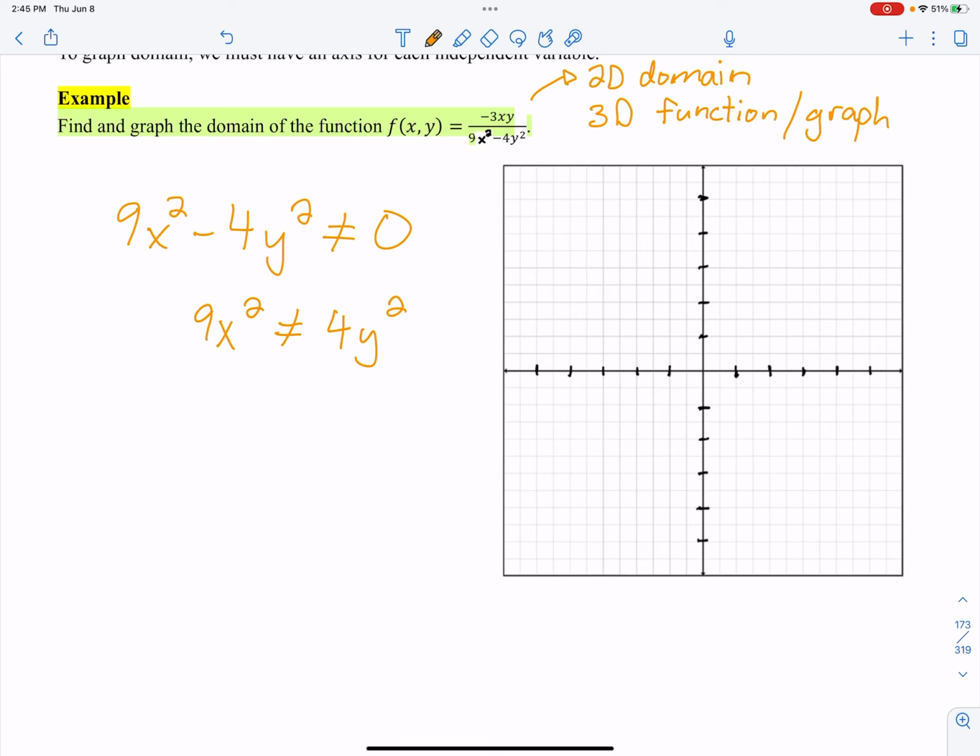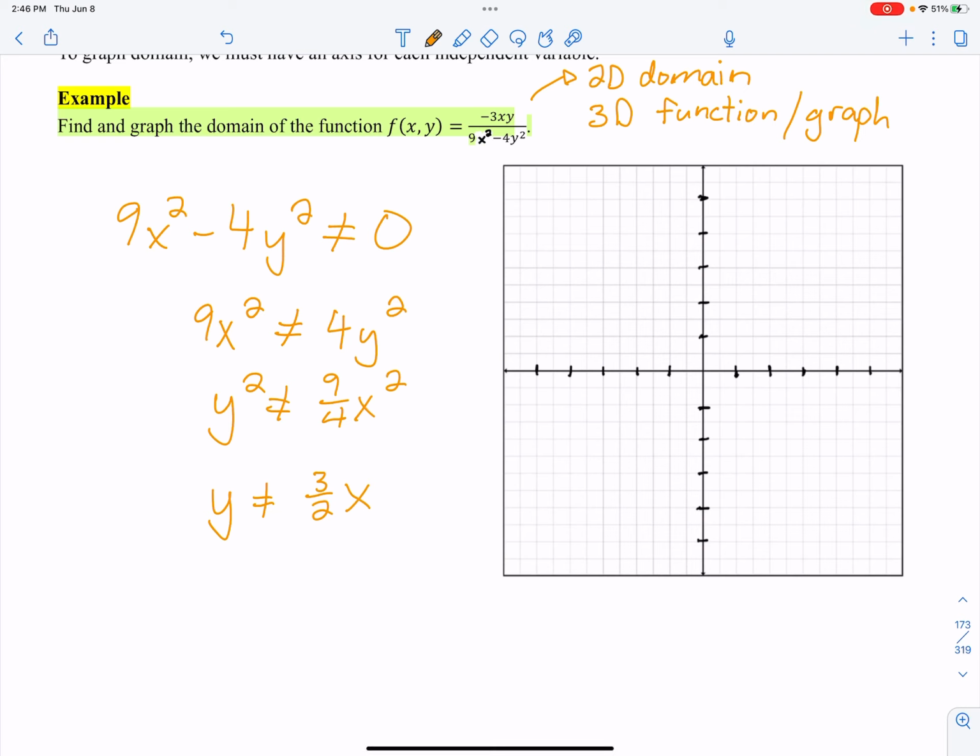All right, I can divide here. X squared can't equal 4 over 9. Let's actually turn it around because we're used to thinking about y first. So y squared can't equal 9 over 4 x squared. To solve, take the square root of both sides. So y can't be 3 over 2x.